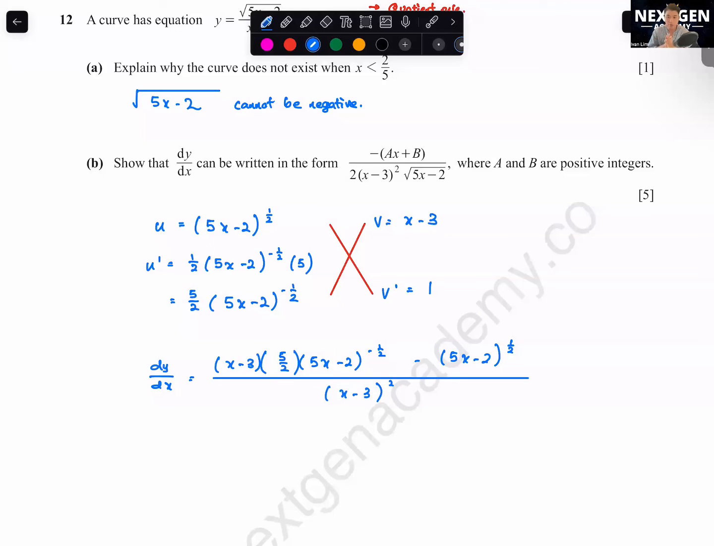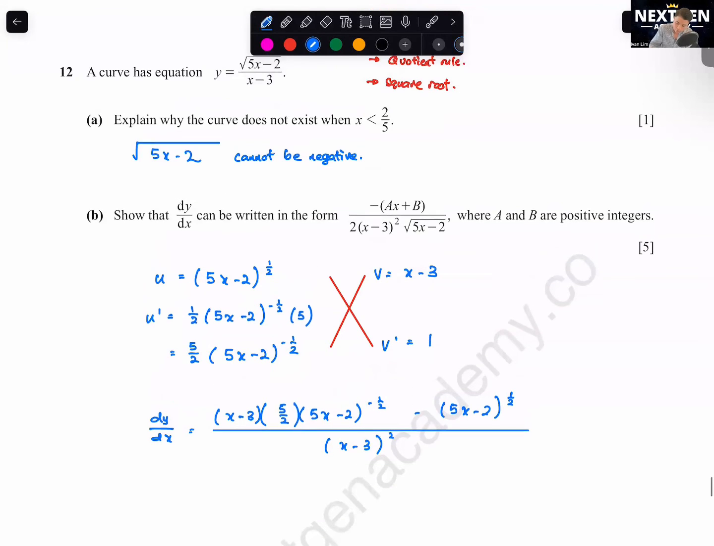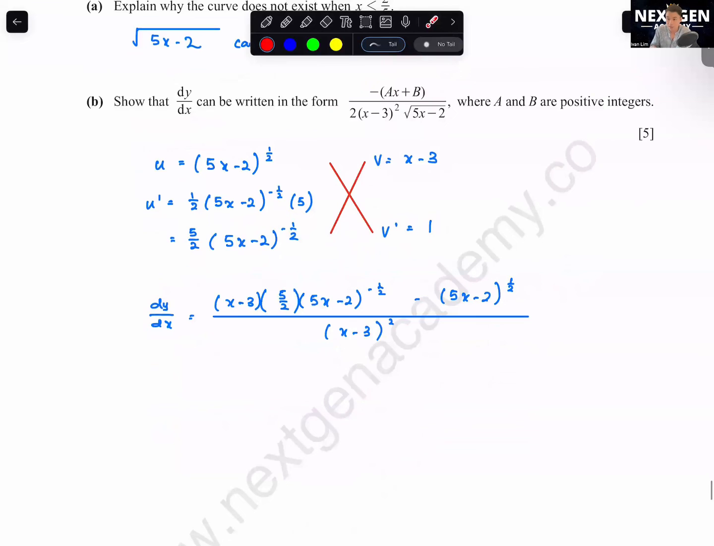If the question never asks you to present into any certain form, please don't go and do extra more things. Just stop here, you get full marks already. But this one, they want you to present into this form. How to make it to this form? There are many ways that you can do it. This is not differentiation anymore. This is just how you can simplify it.